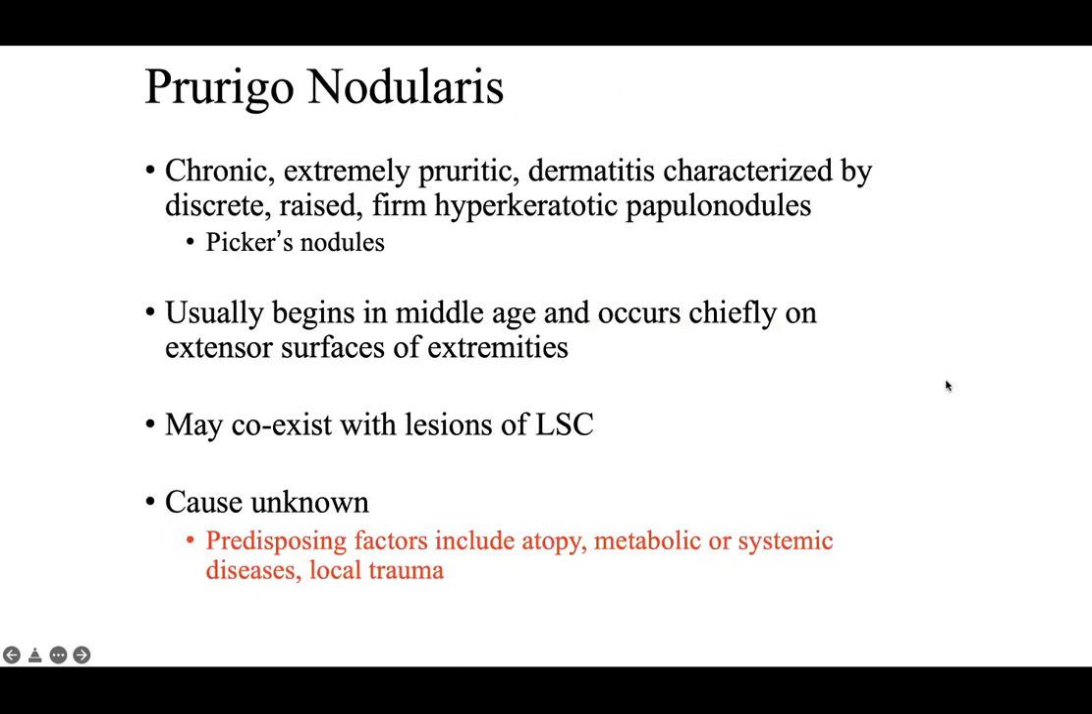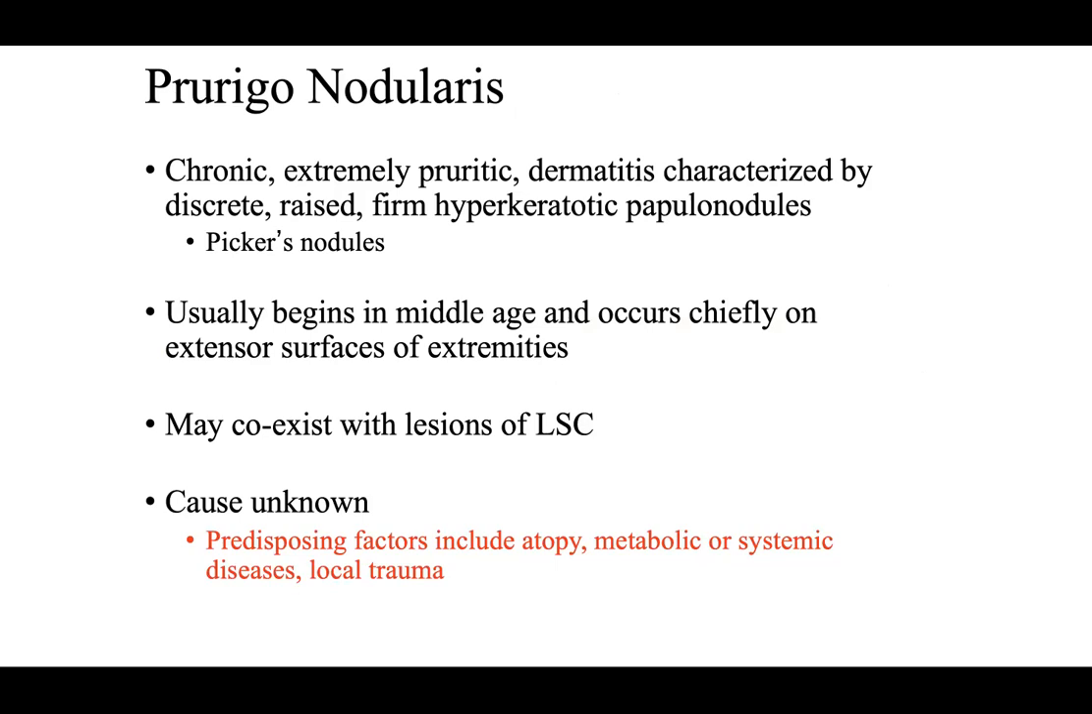Prurigo nodularis is essentially just a nodular form of Lichen simplex chronicus. So these go by the name of Picker's nodule. One of my mentors in Miami used to make a joke that if you ask the patient if they're picking it, they say no, but you know they're picking it. Some patients understand they're picking it, but they cannot stop because it's just so itchy and it's something that they just can't break the habit, right?